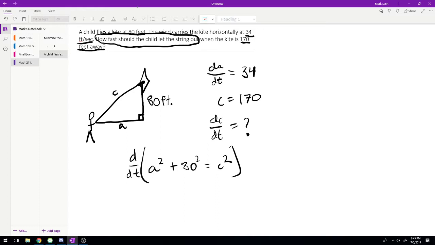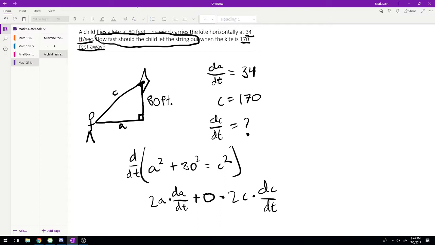Essentially, I want to take the derivative of this whole equation with respect to t, so both sides of it. When I take the derivative of a squared, I get 2a, and then since I'm taking the derivative with respect to t, I multiply by dA/dt. Remember, in implicit differentiation, whenever we take the derivative of a certain variable, we have to multiply by the derivative of that variable. The derivative of 80 squared is 0. And the derivative of c squared, similarly, would be 2c, this time times dc/dt, since we took the derivative of a c value.